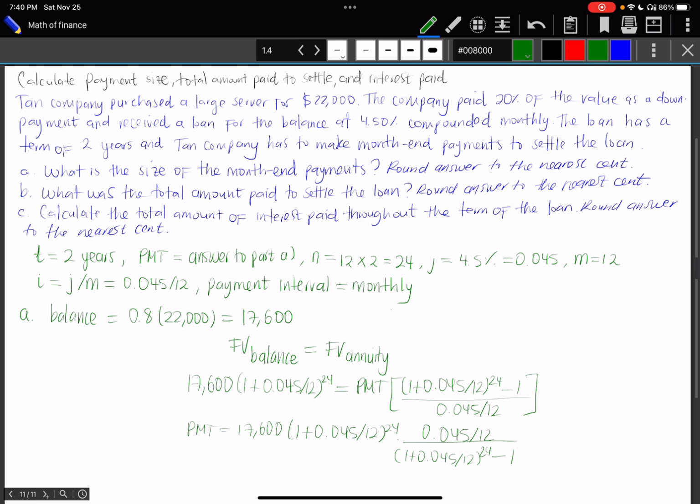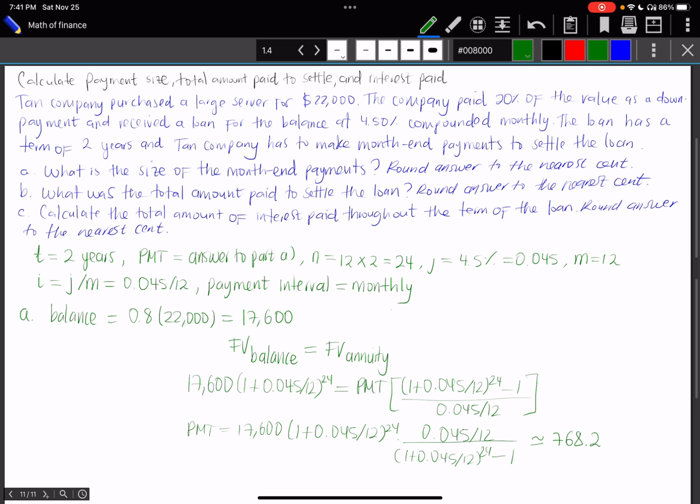When we use a calculator to compute this value, we find something that can be rounded off to about $768.2. So Tan Company has to make monthly payments of about $768.2 to settle the loan in 2 years.